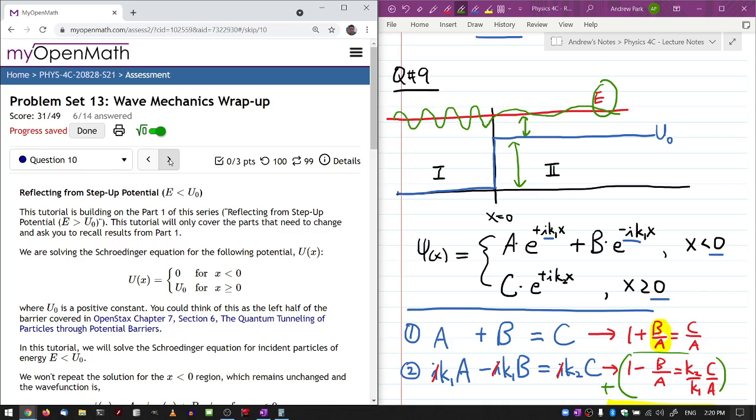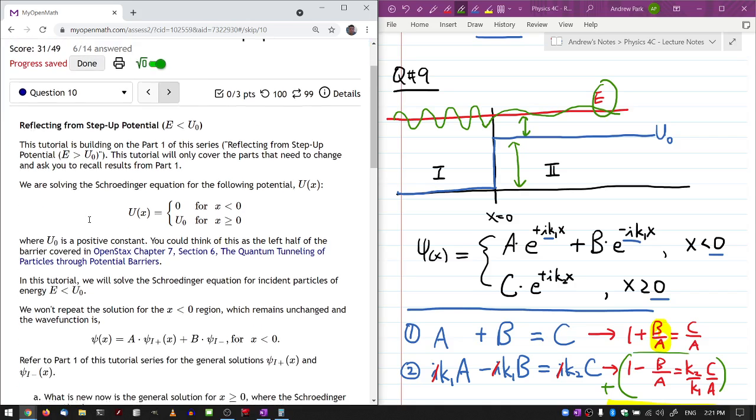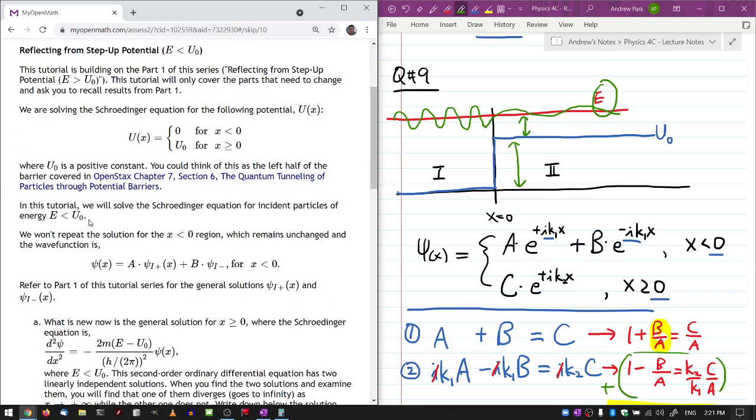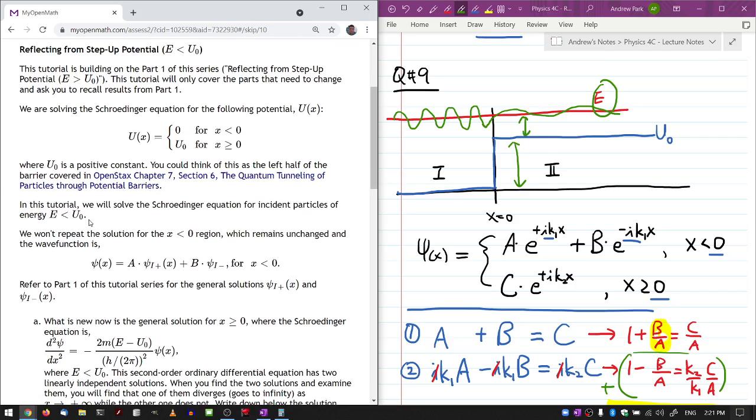So, next two. Yeah, this is a tutorial building on part one of this series. I think I remember there are three parts, and this is the second part. So we are solving... let me do it this way. I'm going to take the thing I wrote before and make the necessary modifications to make it match this question. So this is going to be for question 10.